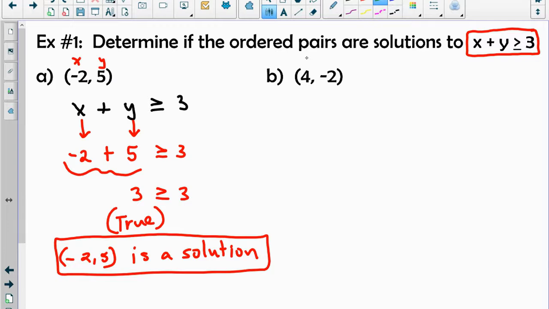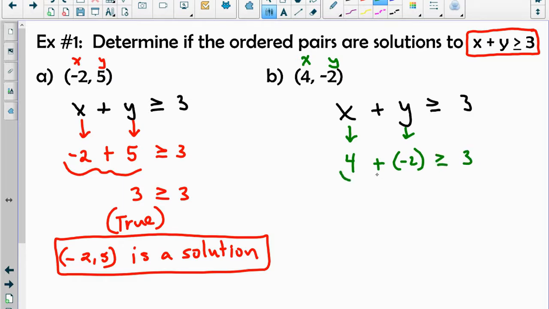Let's look at our second example. We're working with the same inequality, x plus y is greater than or equal to 3. We're going to substitute in the values for x and y. So x was the first coordinate, which was 4. Y was the second coordinate, which was negative 2.